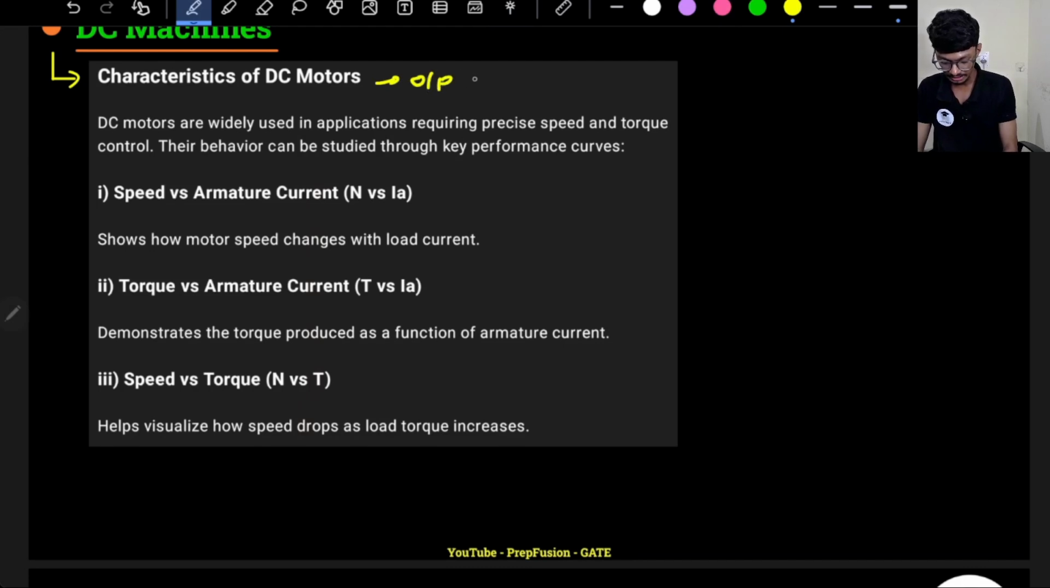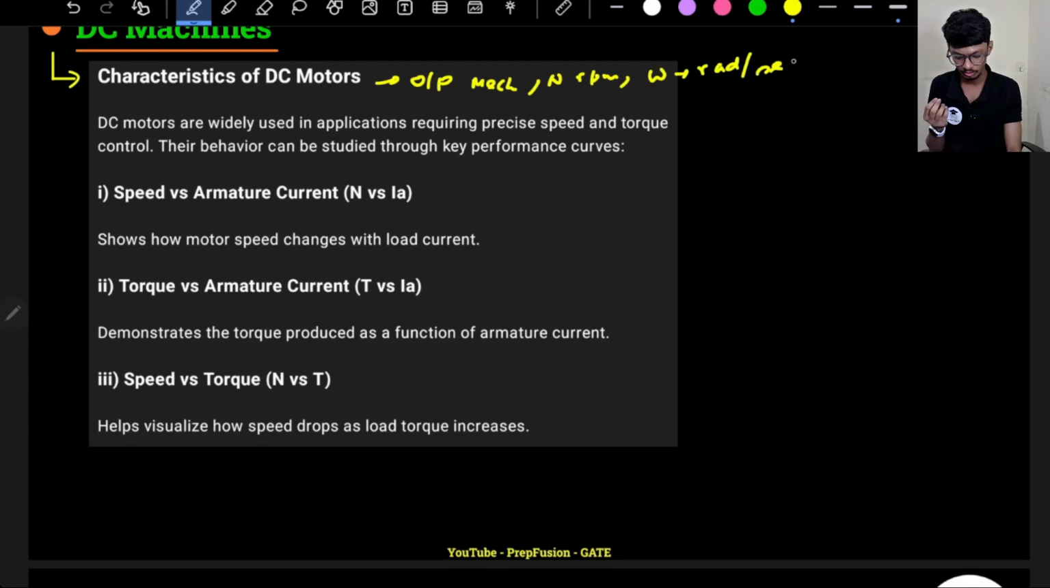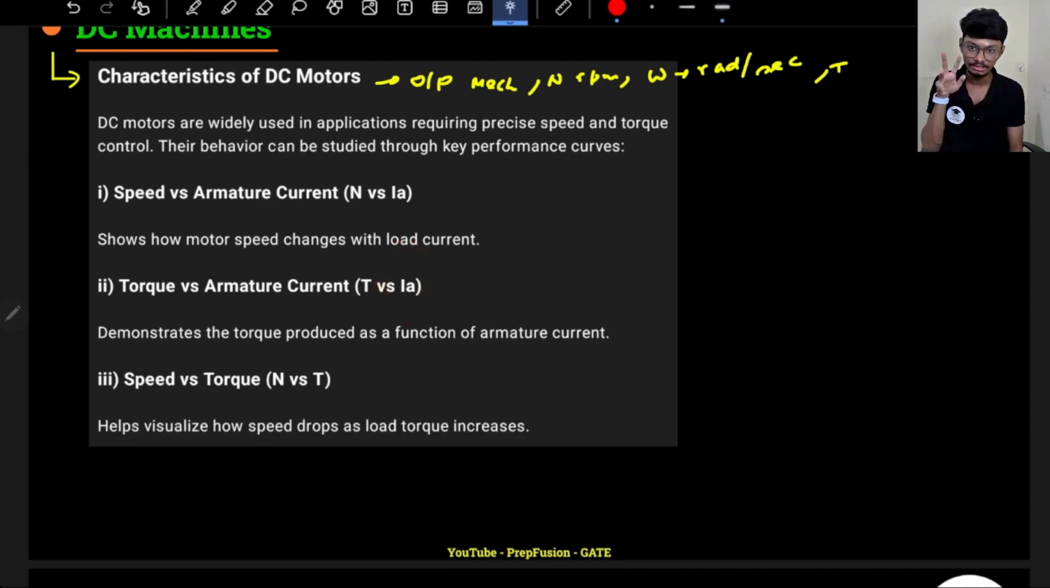As the output is mechanical, we will be interested in mechanical parameters such as the speed. Speed, either you can write it in RPM or sometimes they write omega, that is radian per second. Both of them say almost the same thing. Also the torque is a mechanical parameter. With respect to the load current IA, whatever current I am supplying. So these are the three parameters around which our characteristics of DC motor depend.